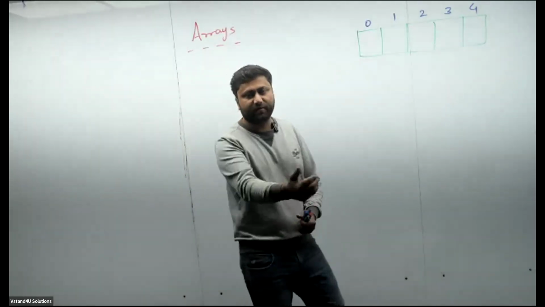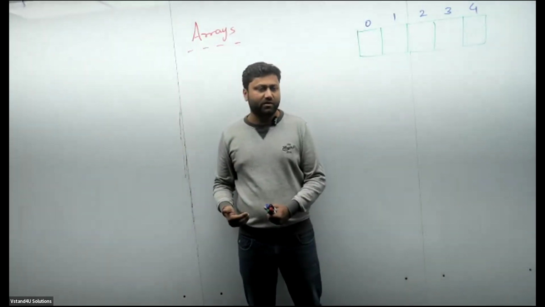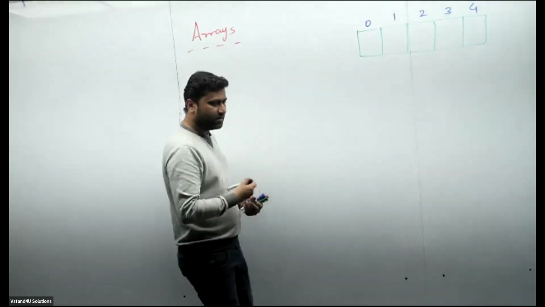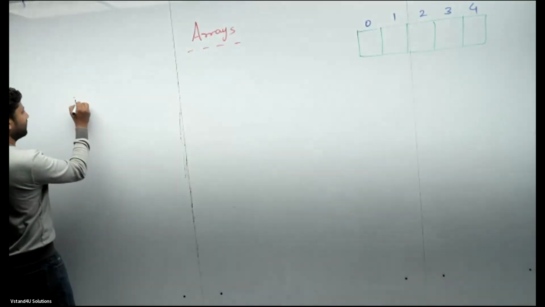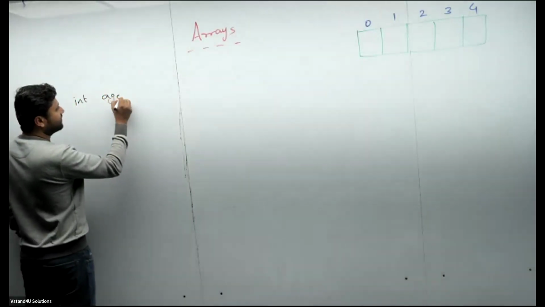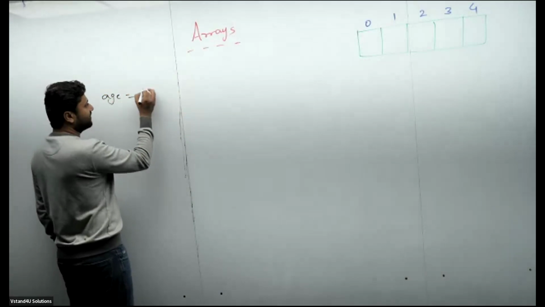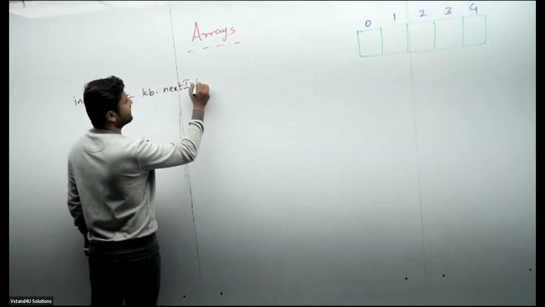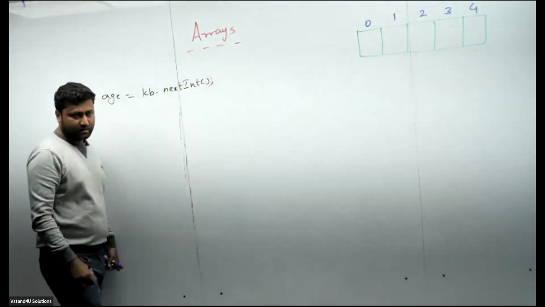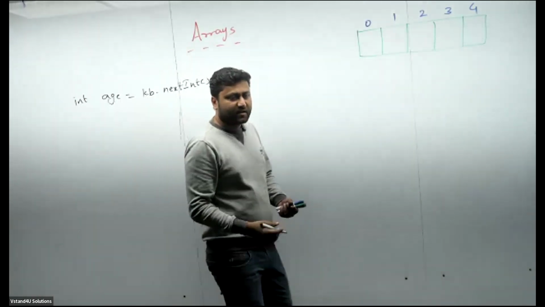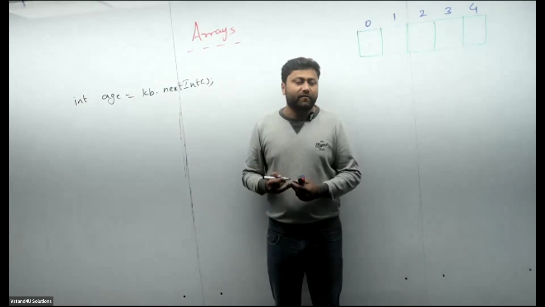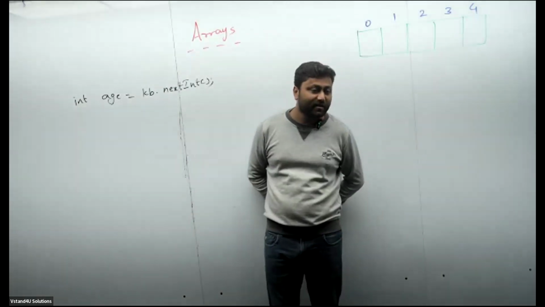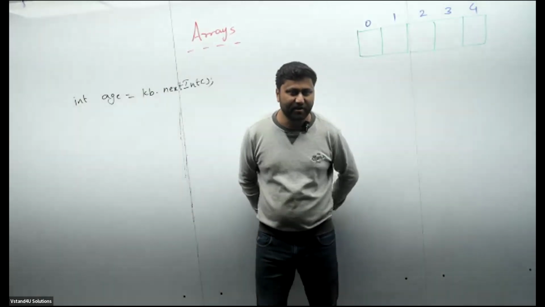Say, for example, if I need to take a user's age, if one user's age is there, what will I do? Simple. I create one variable, int age, and I'll ask the user to enter his age. With the help of nextInt, I'll be able to store it. Agree? If 2-3 users are there, then I'll take 2-3 variables. If 10 users are there, chalo, still I'll take 10 variables. If 500 users are there, then are you getting my point?